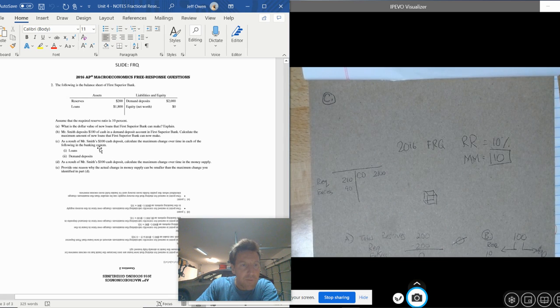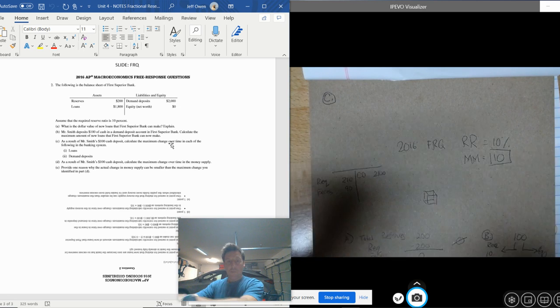As a result of Mr. Smith's $100 cash deposit, calculate the maximum change over time in each of the following banking systems: the new loans and demand deposits. Calculate the maximum change over time. Wow, they used both words. They said maximum and they said change over time. So maximum says hit the money multiplier, change over time, which gives you anxiety from a CCOT essay. They both tell you go back to the money multiplier.